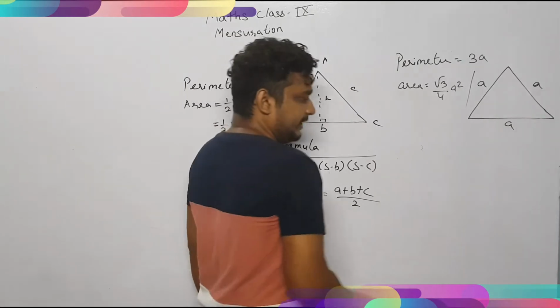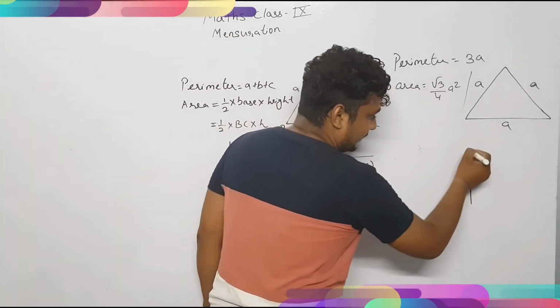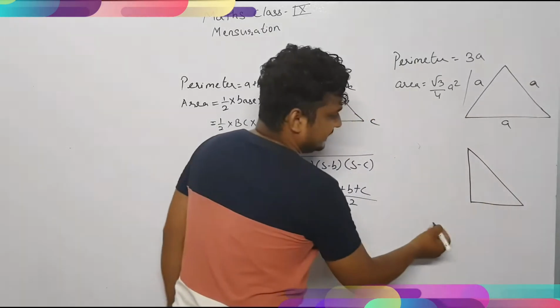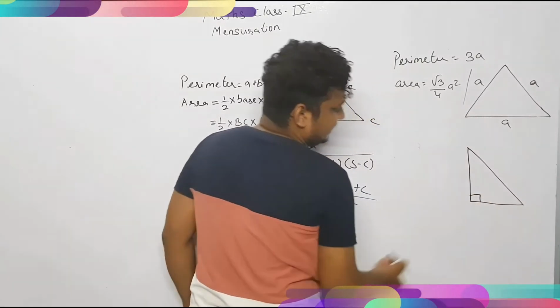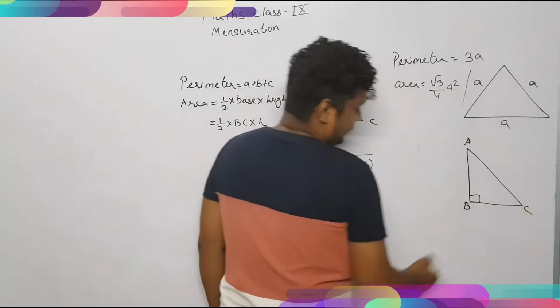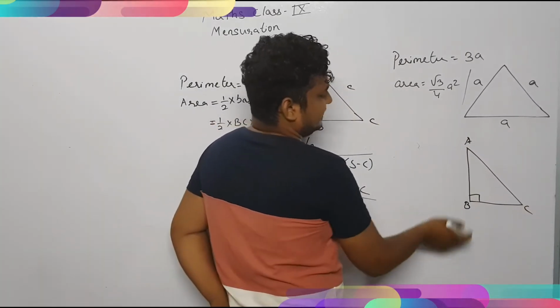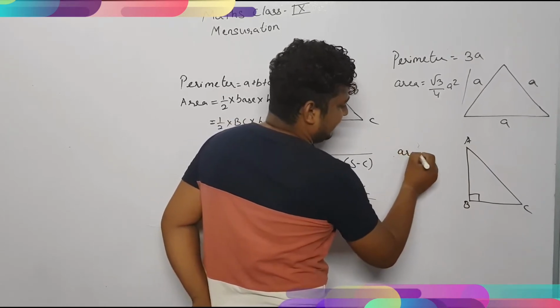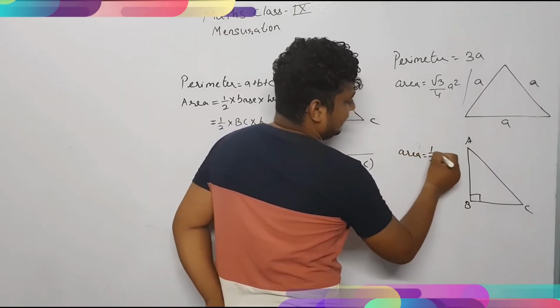Next we are going to deal with the right angle triangle. You can tell that this is a right angle triangle because this angle is 90 degrees. Suppose it is ABC. When you talk about the perimeter, it is just the sum of the lengths of all three sides. Clear with this? If you are talking about the area of this, then it is half into base.